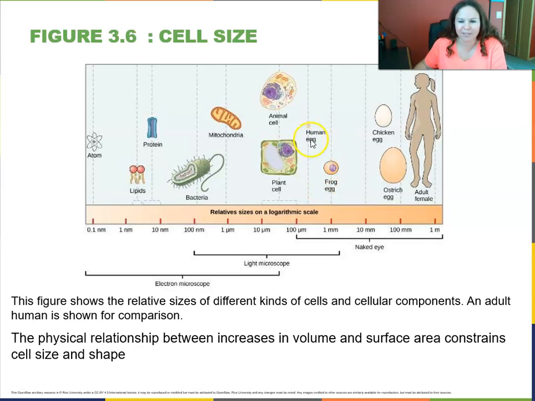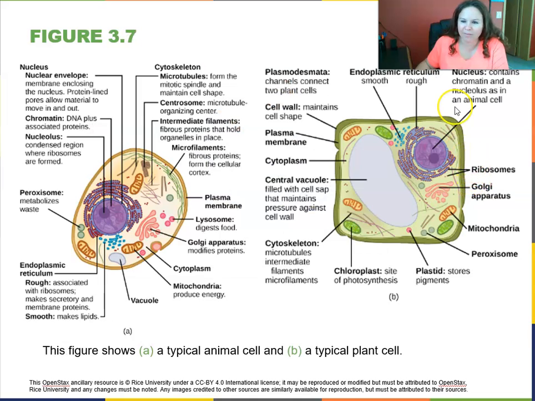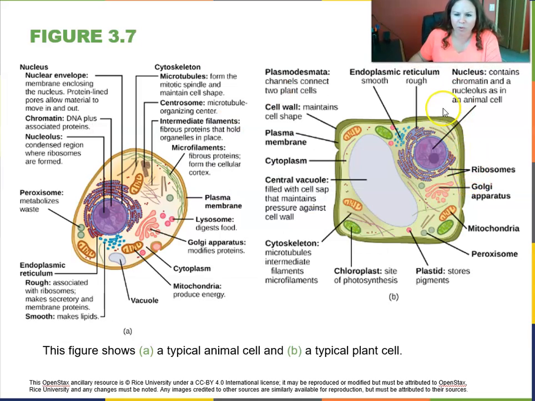It's the largest cell. It's got to have a lot of stuff so that you can get a human going, have enough stuff to divide from one cell into 100 trillion over 9 months. So that's a really big cell. Then a frog egg, chicken egg, ostrich egg, and then finally a human. And then we have some pictures of some very well-known eukaryotic cells, including the animal cell and the plant cell.